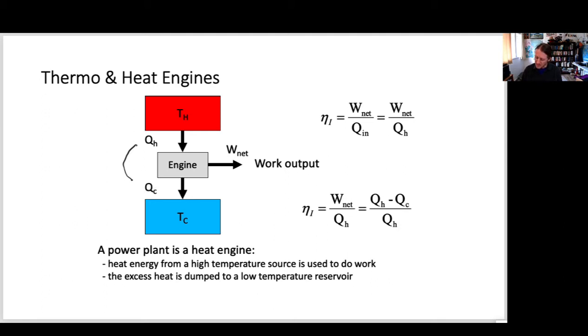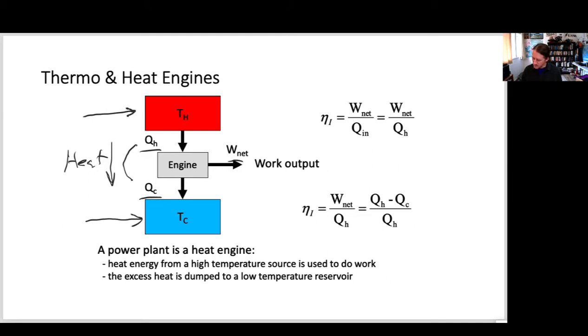And we're going to imagine that we've got one hot reservoir and one cold reservoir. So we've got a hot and a cold. Heat is flowing from the hot side to the cold side through the engine, and the engine does work based on that flow of heat. So that's our fundamental concept for the heat engine, is that heat goes from hot to cold. We've got heat flowing QH, QC, and there's work coming out of the engine.